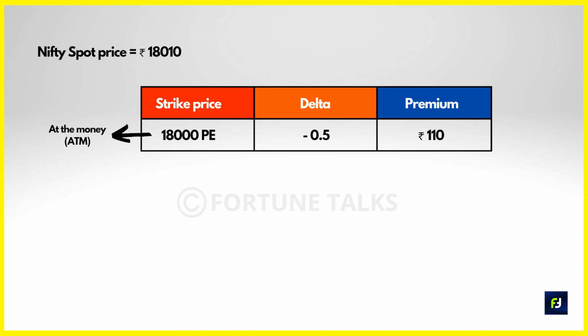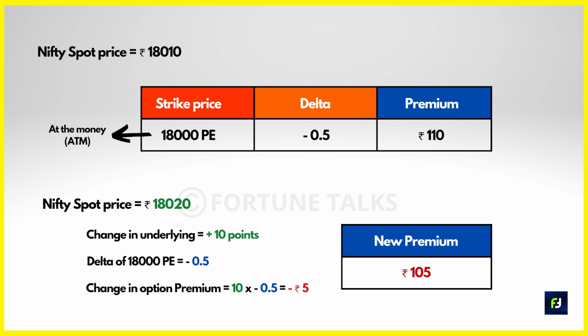and for every 1 rupee drop in the spot price, the ATM put option premium will rise by 0.5 rupees. So if the spot price changes to 18,020, that is, the spot price increases by 10 points, then the put option premium will decrease 5 points to 105, and if Nifty moves to 18,000, that is, the spot price decreases by 10 points, then the 18,000 put option premium will rise 5 points to 115 rupees.